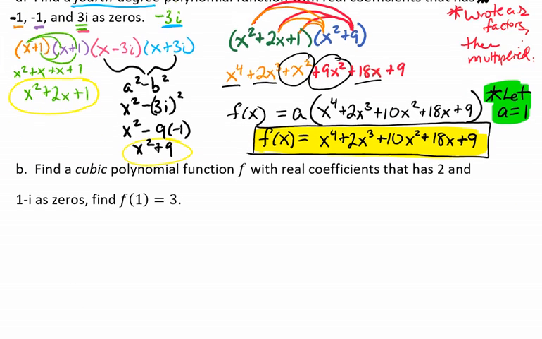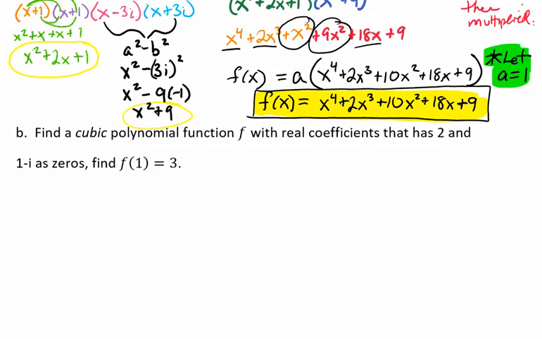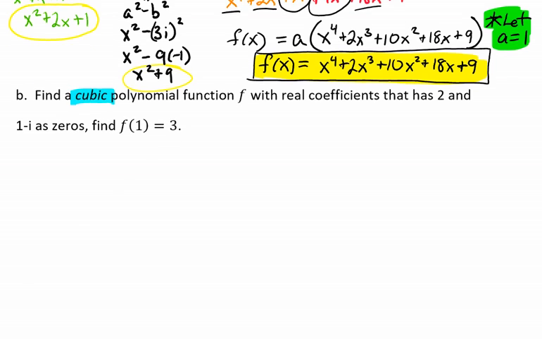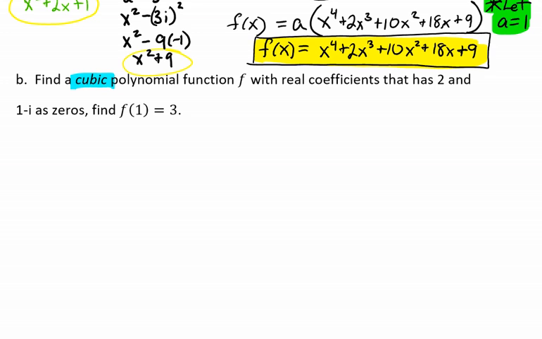So now we're going to find a cubic polynomial, so it'll be x to the third, with real coefficients that has a 2 and a 1 minus i as zeros. And then we're supposed to find our f of 1 equals 3. Now this is going to tell us that our a value might not necessarily be a 1. And we'll have to figure out what that value should be. But that's something that we do at the end.